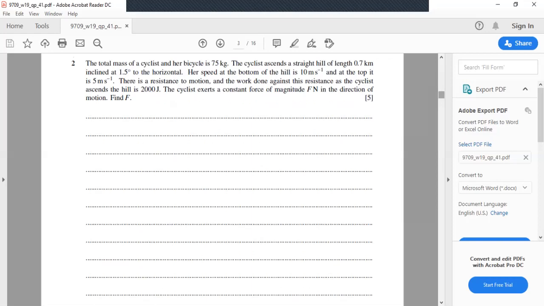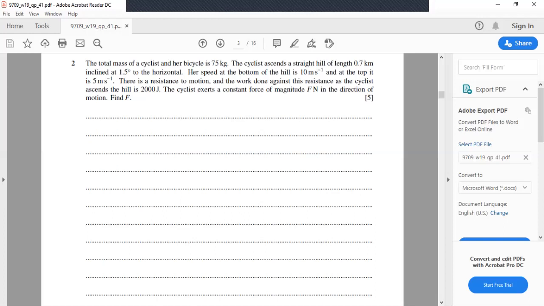Here it is. It says a cyclist of mass 75 kg ascends a straight hill of 0.7 kilometers inclined at an angle of 1.5 degrees. Her speed at the bottom is 10 meters per second, at the top is 5 meters per second. There is a constant resistance to the motion, and the work done against the resistance is 2000 joules. The cyclist has a constant force of magnitude F Newton. Find the value of F.